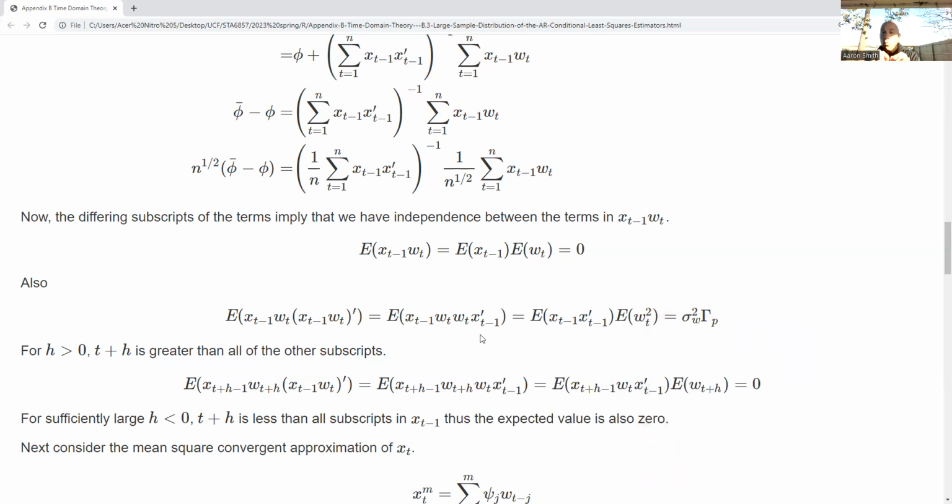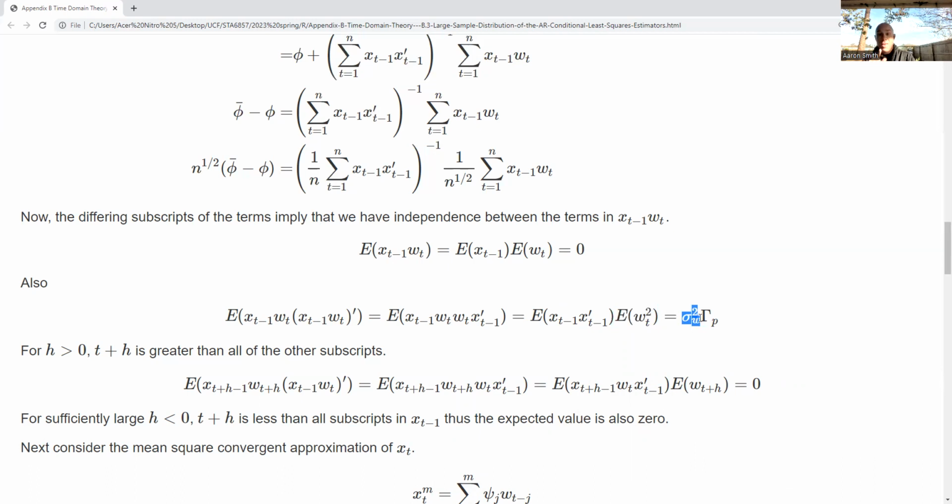After I move it over to the right-hand side, because of the independence aspect we just talked about, I can factor the expected value. So now when I take the expected value here, I'm going to get gamma. And when I take the expected value here, I'm going to get the variance of our white noise process. Boom. All right, things are looking good.